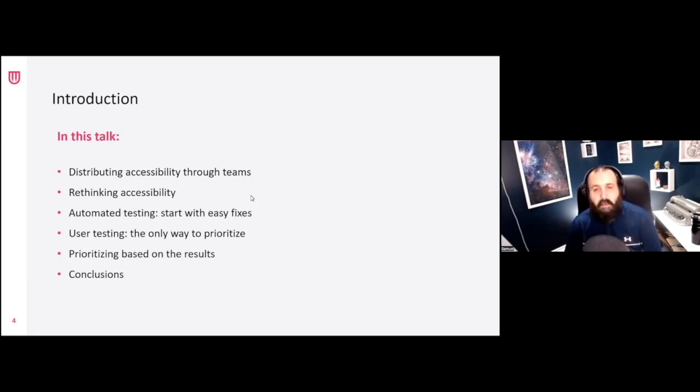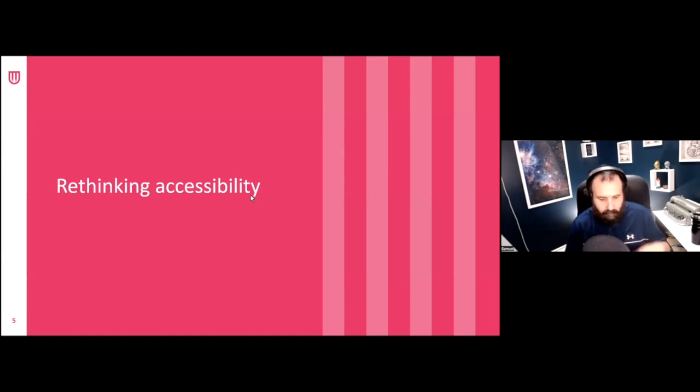And then we're going to move on to user testing and why that is important to build on top of your automated testing framework. And then we're going to talk about prioritizing based on the results of your automated testing and your user testing, and how to really make sure that you are making remediations that are as impactful and meaningful to all of your users as they possibly can be.